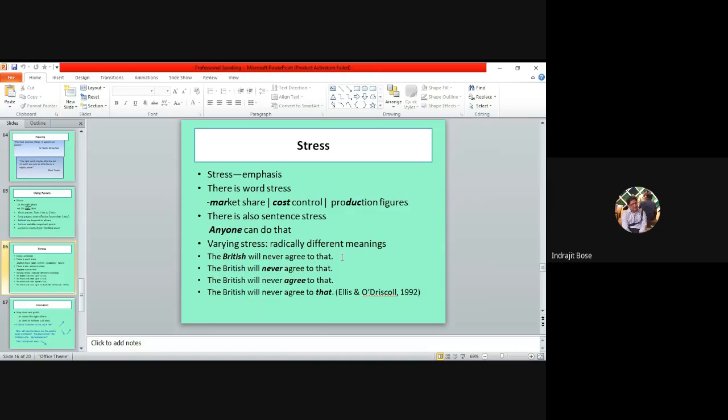The British will never agree to that, or the British will never agree to that, meaning that the Irish or the Dutch might agree, but the British won't. The British will never agree to that, meaning that they might agree to other things, but not this. Okay, the British will never agree to that. They might do other things with it, but they will not agree to it. They will always disagree. And the British will never agree to that, whatever measure is being talked about. Apart from that, other things they might agree with. Okay, fine. So we have to put the stress on the right word at the right place at the right moment.